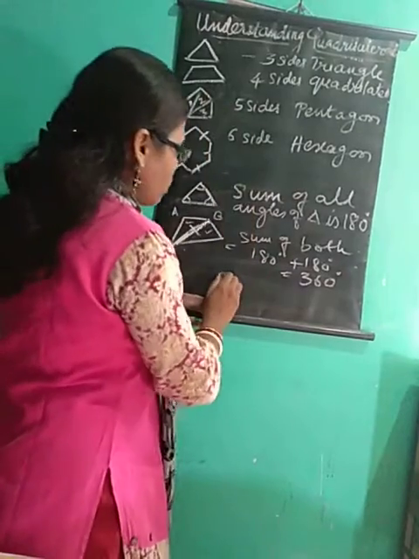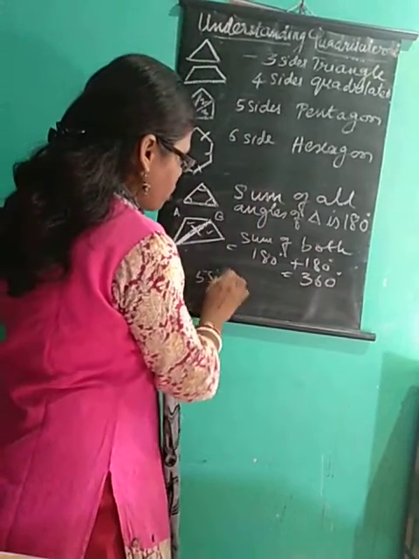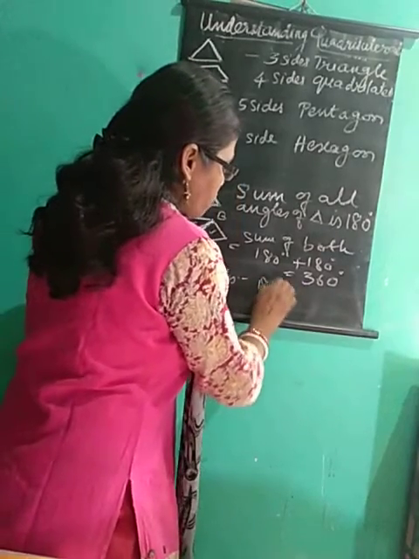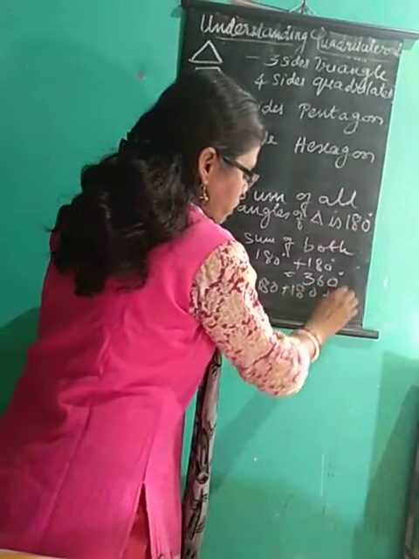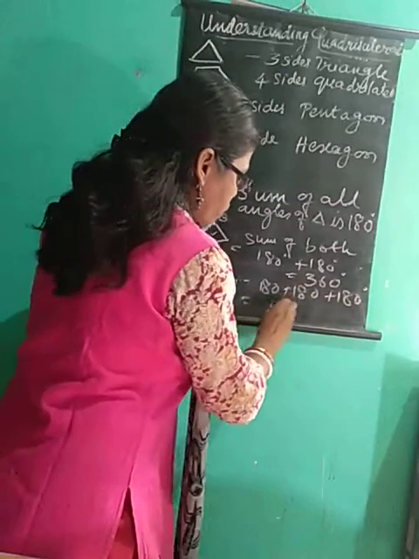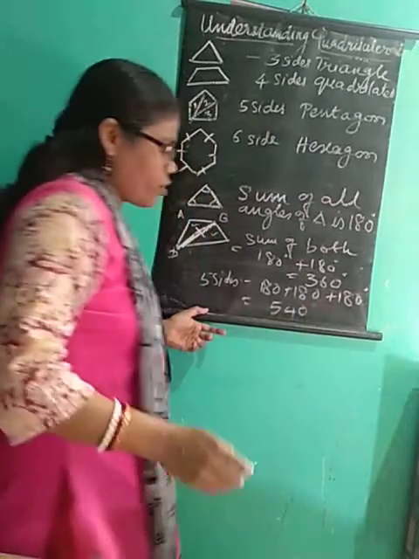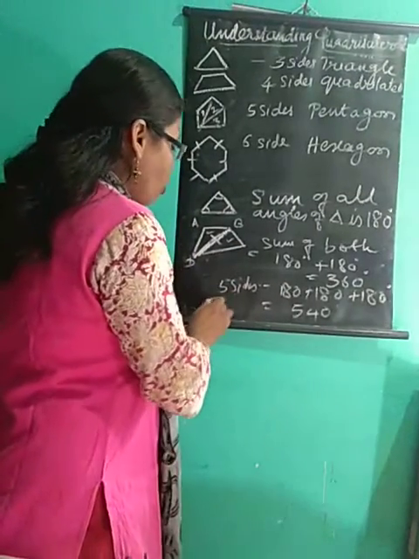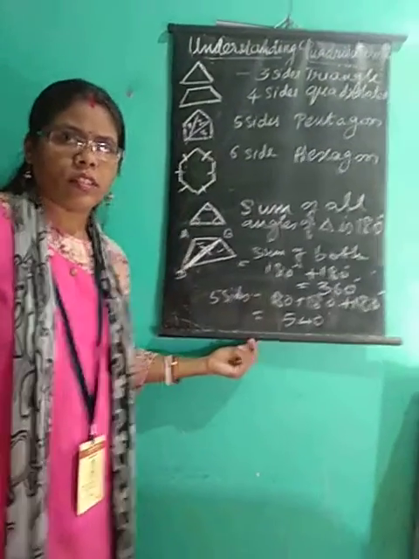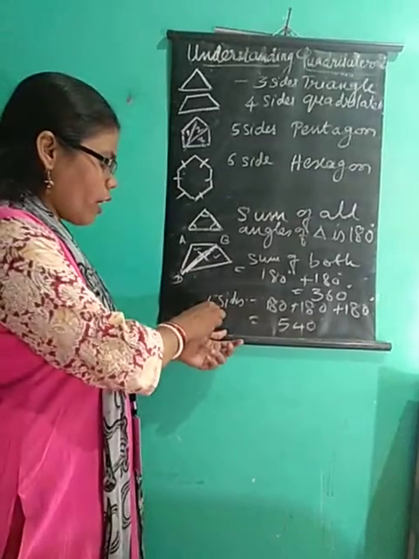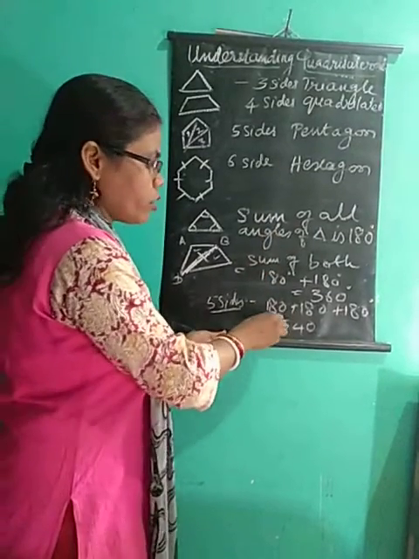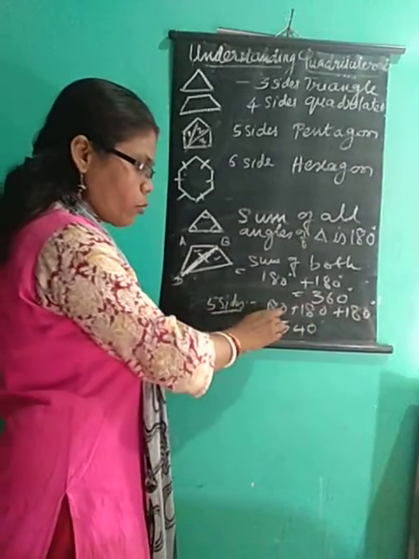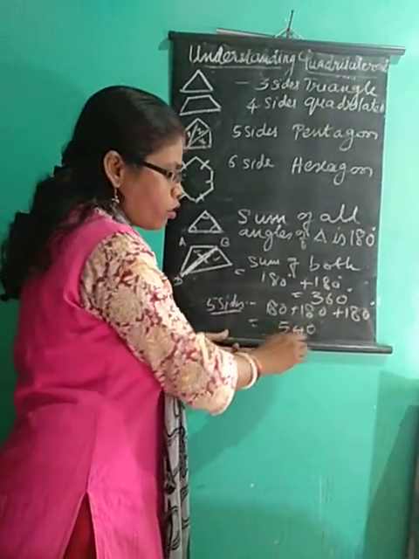It is for 5 sides. For the pentagon figure, it will be 180 plus 180 plus 180. What do you get? 540? 3 fours are 12, 3 fives are 15. Yes, 540. So this is all about when you are having 5 sides, the sum of all the angles of the figure, that is the pentagon. Sum of all the angles of a pentagon is 540.